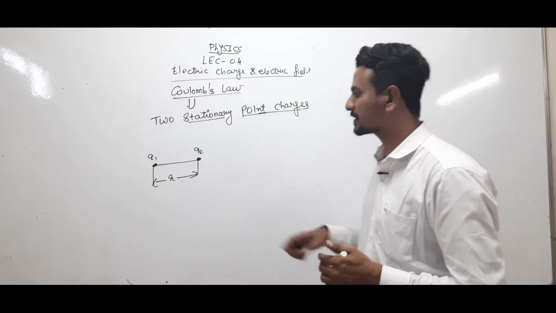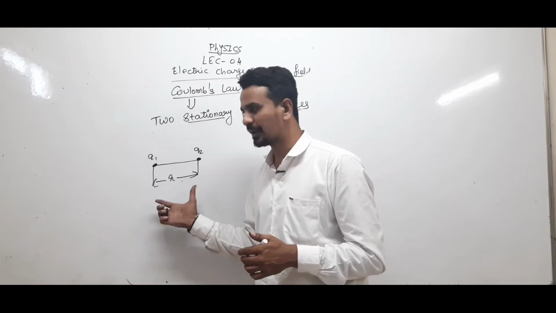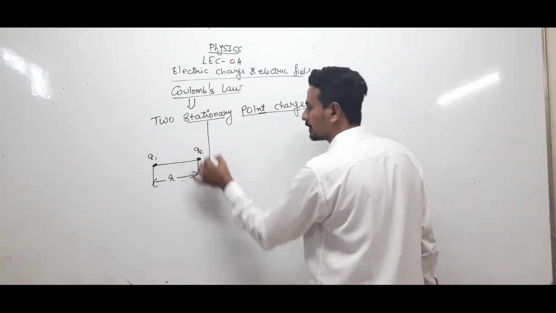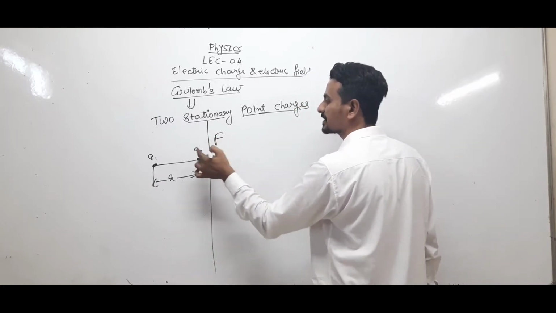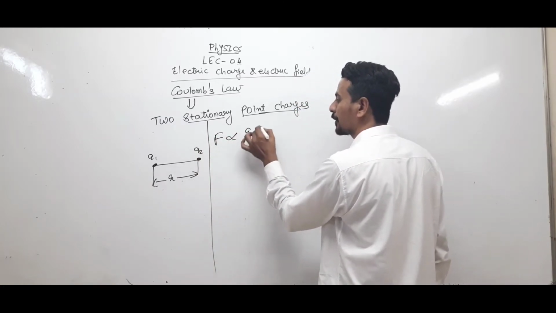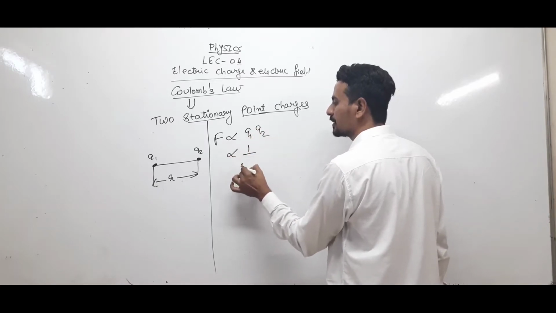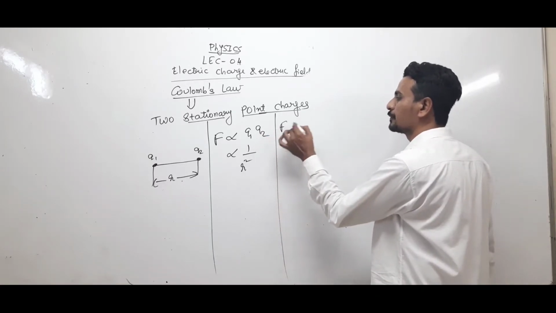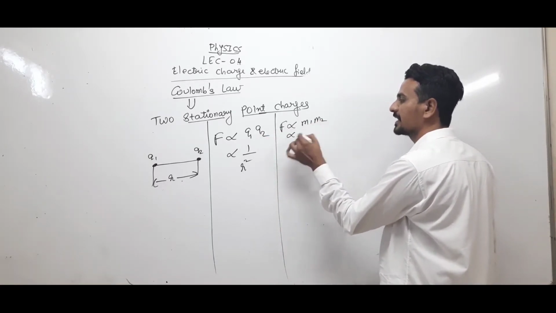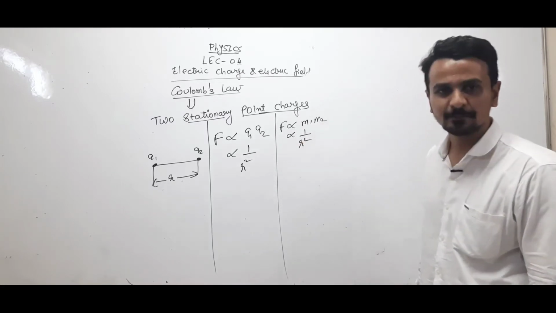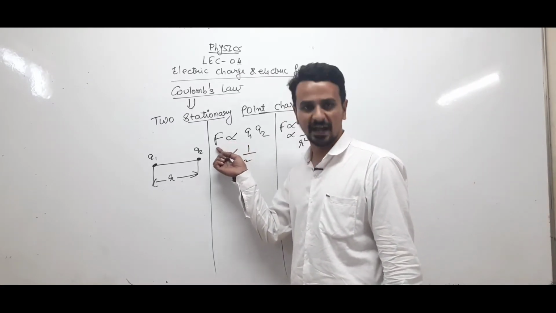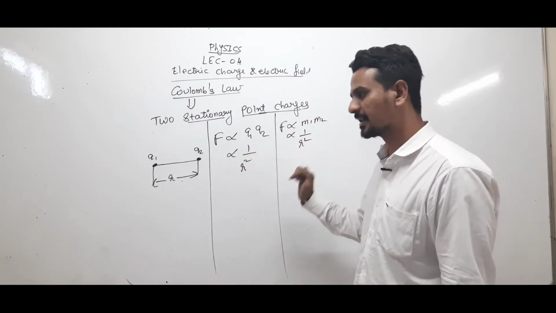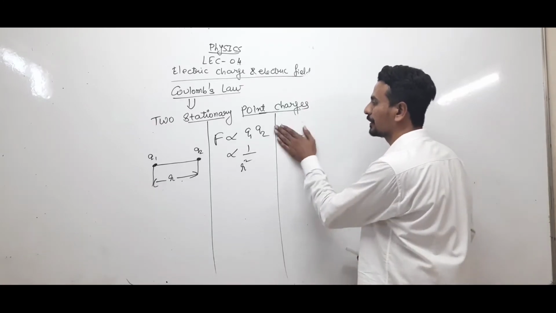So these are two charges Q1 and Q2. Let r be the distance between the two point charges. According to Coulomb's law, the force between these two charges is directly proportional to the product of charges and inversely proportional to the square of the distance between them. It is almost analogous to the gravitational force, which was proportional to the product of masses and inversely proportional to the square of the distance. Clear?